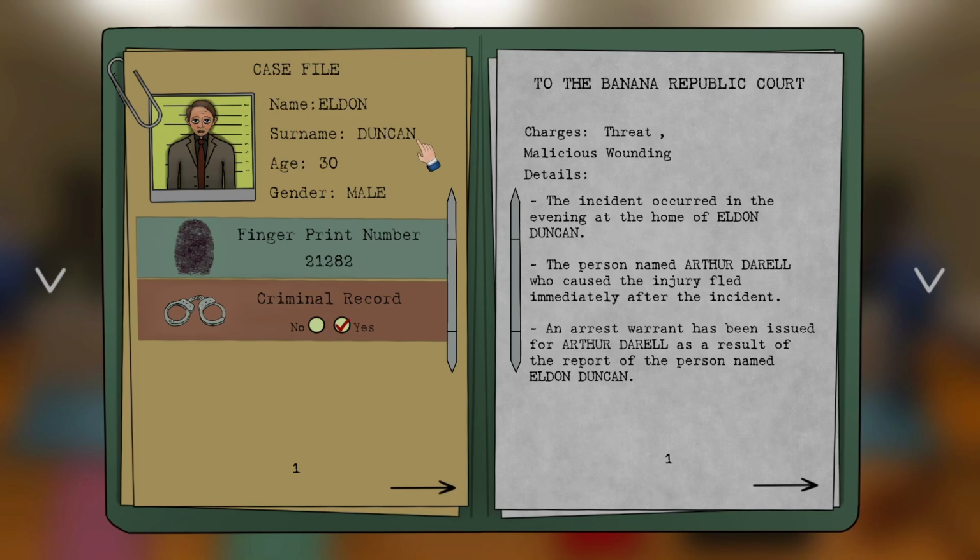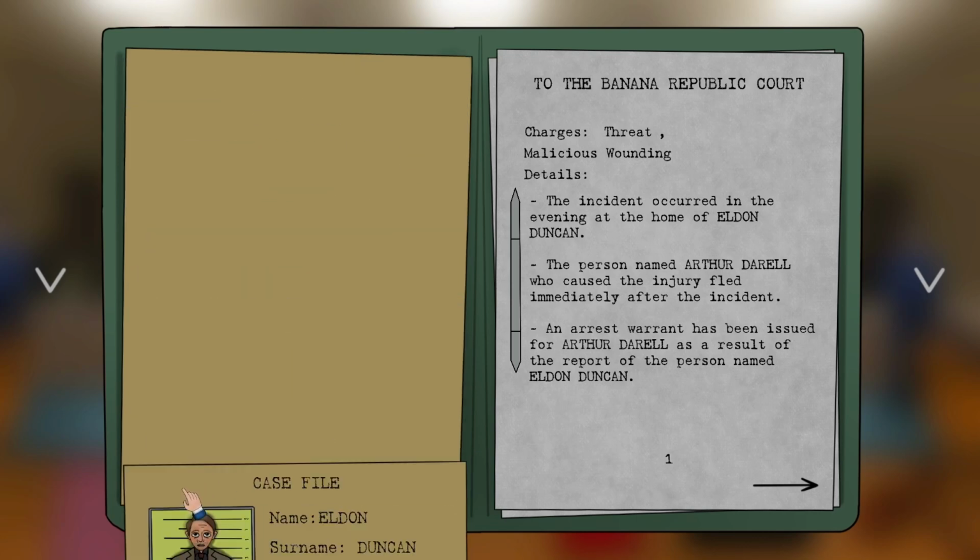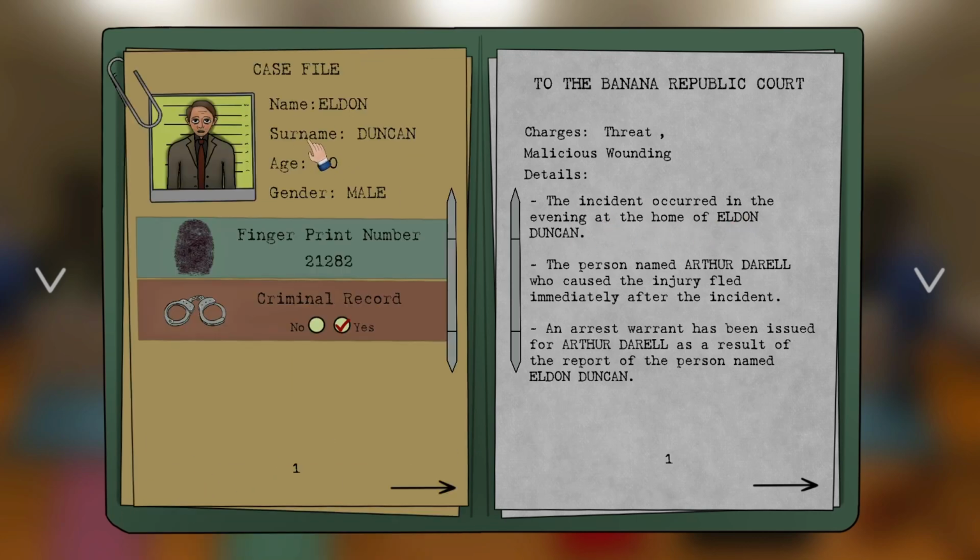Eldon Duncan. Criminal record: threat, malicious wounding. The incident occurred in the evening at the home of Eldon Duncan. Well, we have Eldon Duncan and we have Arthur Darrell, who does not have a criminal record. The person named Arthur Darrell who caused the injury fled immediately after the incident.